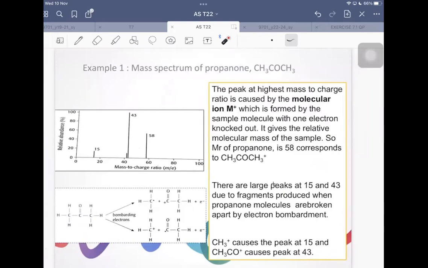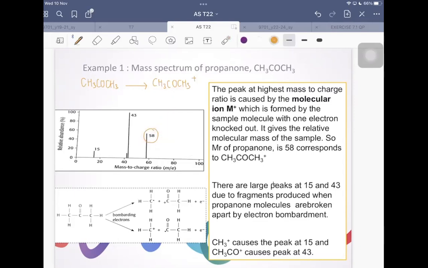Now we're going to look at example 1, which is the mass spectrum of propanone, CH3COCH3. I'm going to show you what happens at this peak, 58. Your CH3COCH3 is being bombarded by high energy electrons to become still CH3COCH3, except that it has a charge of +1. If you count the total Ar of each, taking carbon as 12, hydrogen 1, oxygen 16, you should get a total of 58. And that represents your molecular ion.